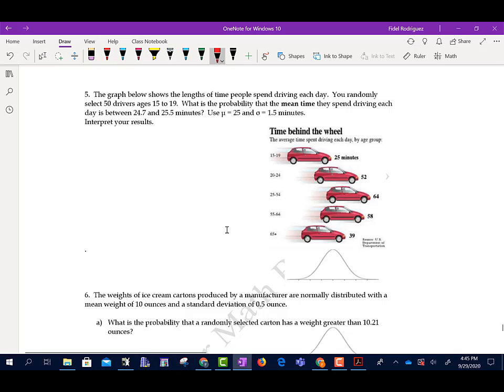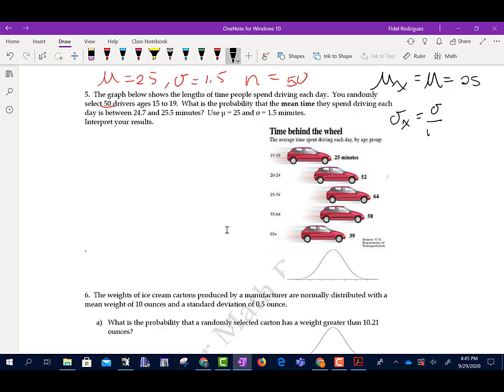Okay, so a couple of things we have here. We know that our mu is 25. We know that our sigma is 1.5. We need to find our n. N is the number of drivers that we select. That's 50, okay? So now that we have that, remember, my mu x is the same thing as my mu, which is 25, and my sigma x is my sigma divided by the square root of n, which is 1.5 divided by the square root of 50.